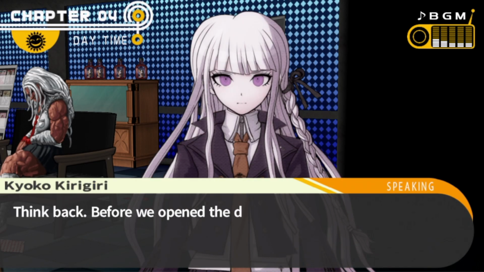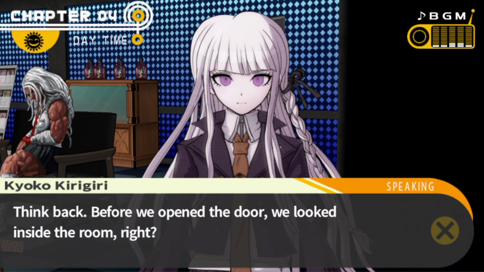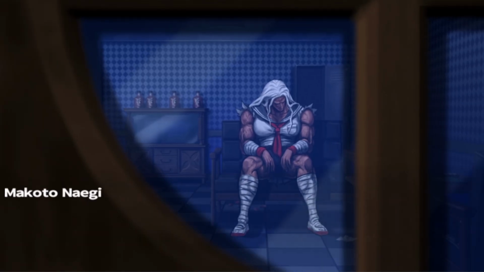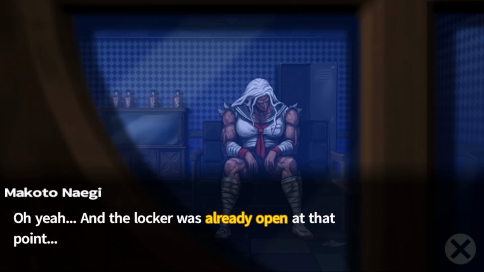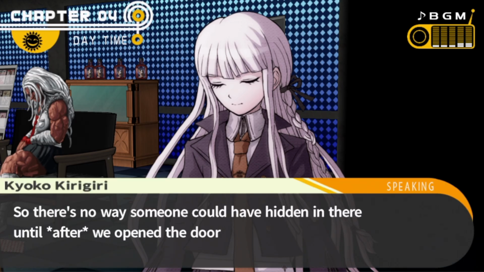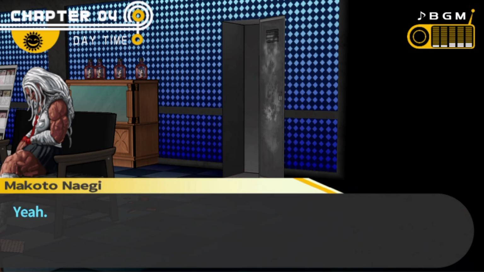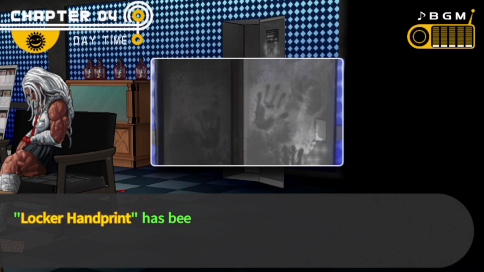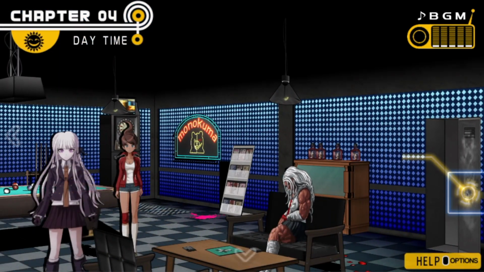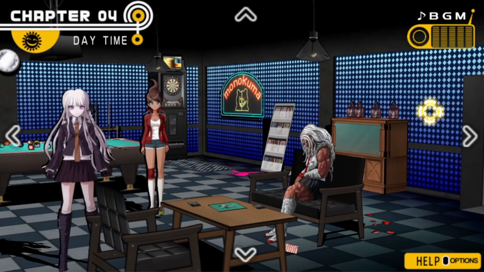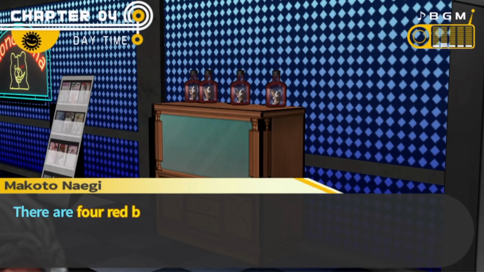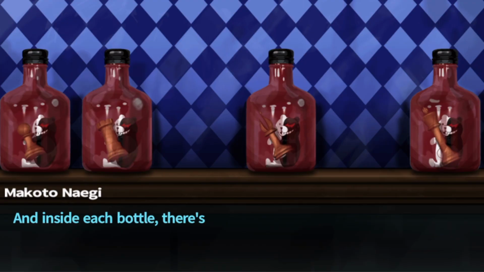Why not? Think back. Before we opened the door, we looked inside the room, right? Oh, yeah, it was already open. Yeah, and the locker was... Yeah. Kodo and I were on the same wavelength. So there's no way someone could have hidden in there until after we opened the door. So what does this handprint mean? Locker handprint has been added. Maybe they hid in there to surprise Sakura. There are 4 red bottles lined up on the shelf. Oh, they all have figures of Monokuma in them.